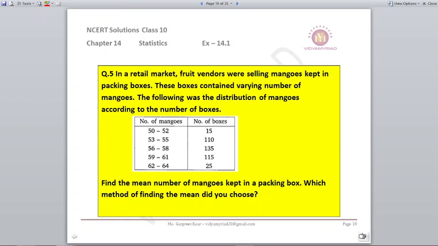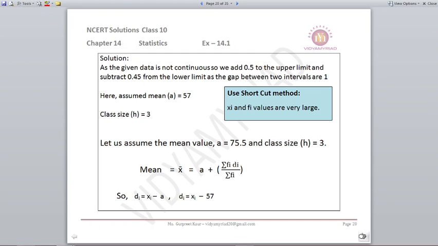In a retail market, fruit vendors were selling mangoes kept in packing boxes. These boxes contained a varying number of mangoes. The following was the distribution of mangoes according to the number of boxes. If you look at the number of mangoes, your xi values will come as 51, 54, 57, 60, 63. The number of boxes is given as 15, 110, 135, 115, 25. The question is, find the mean number of mangoes kept in the packing boxes. Which method will you find suitable for this?